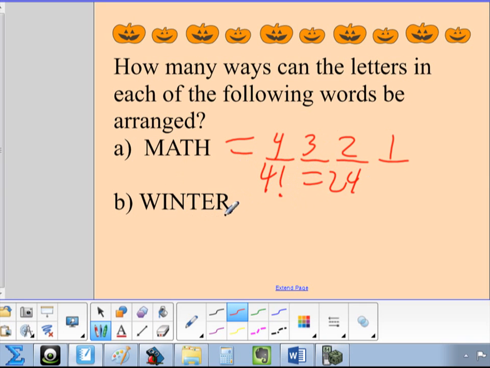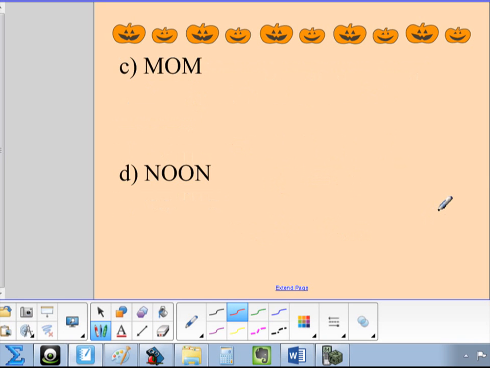For this one, the letters winter, there are 6 letters all being rearranged, and that's simply 6 factorial. And again, you'd put that into your calculator, and I don't remember what that is. I think it's 720. Okay, now it's going to get trickier. Okay, now here we have letters repeating.